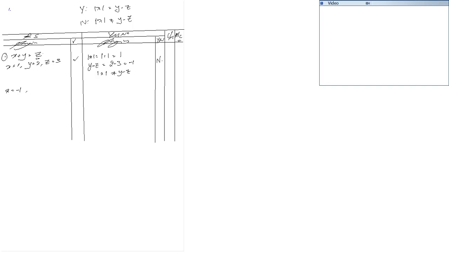And give me some value for y and z. Y is equal to 3, z is equal to 2. You understand? Now fact 1 is happy. Mod of x is equal to mod of minus 1 is equal to 1. So y minus z is equal to 3 minus 2, which gives me 1. So these two are the same. Now it is sufficient. It is yes.